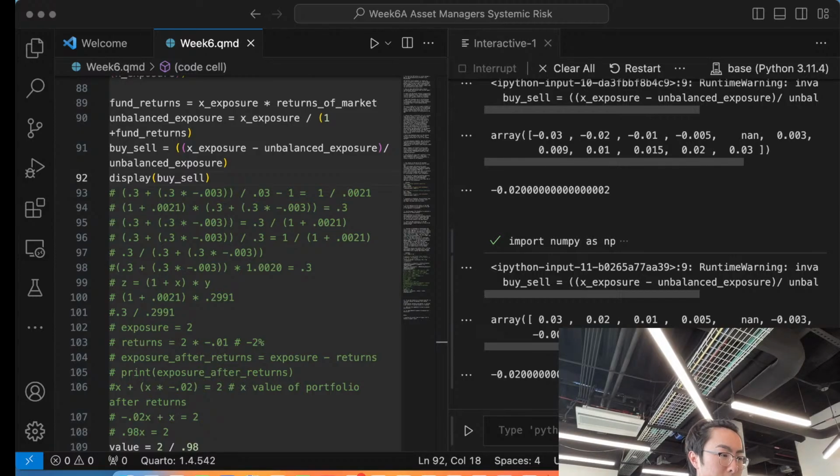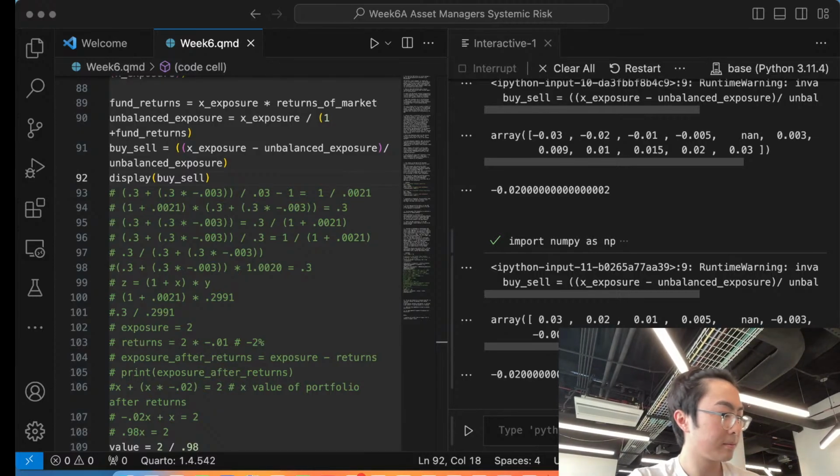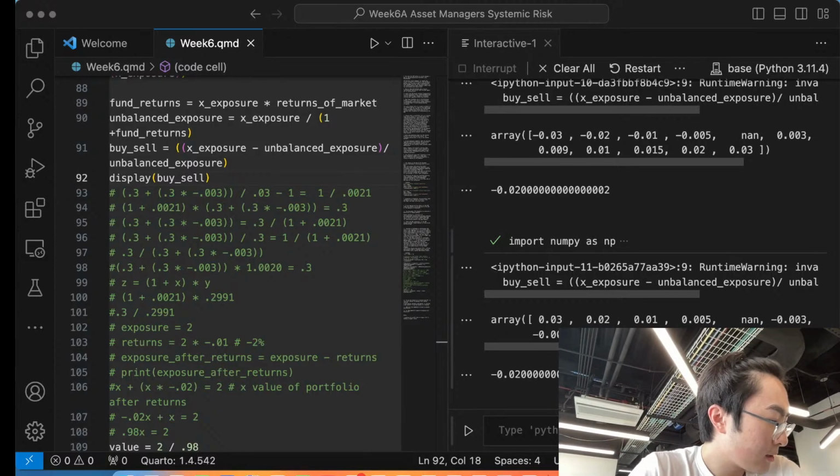Alright, so this paper is saying that the way that these leverage ETFs rebalance, they buy when prices are going up and they sell when prices are going down. So it kind of follows the market. I think that's a stabilizing way of rebalancing. Follows the different stock market indexes.